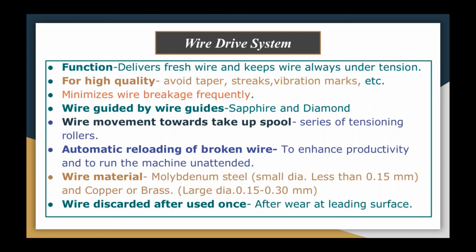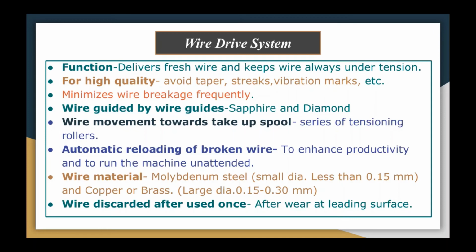To enhance the productivity and to run the machine unattended by the worker, we have to go for automation. Wire metal of small diameter, less than 0.15 mm, is made up of molybdenum steel, or if it is larger diameter, 0.15 to 3 mm, copper or brass wire are used, and the wire is discarded after use, after wear at the leading surface due to sparking. So this is the wire drive system.